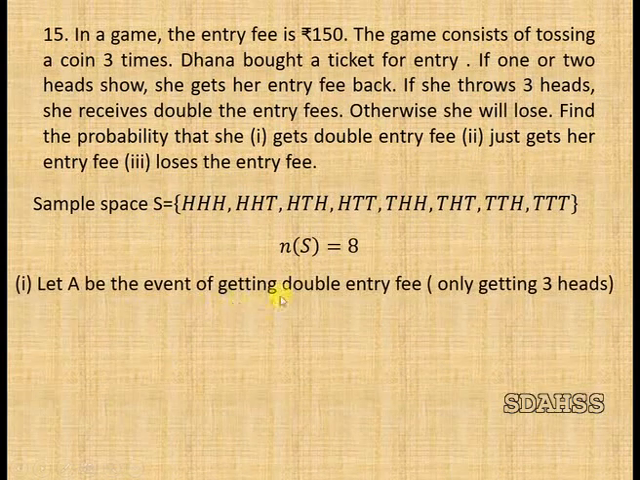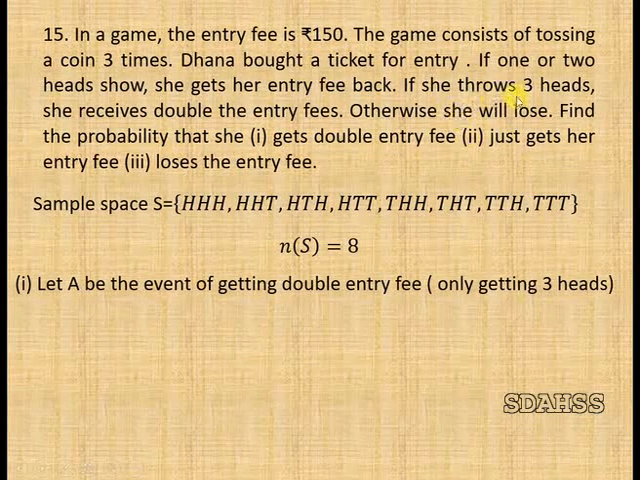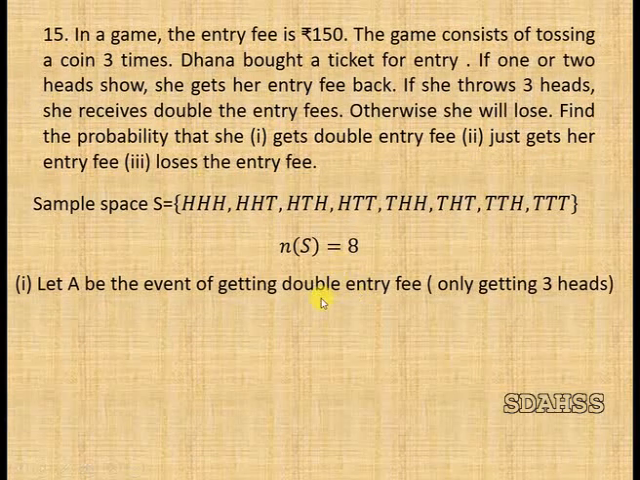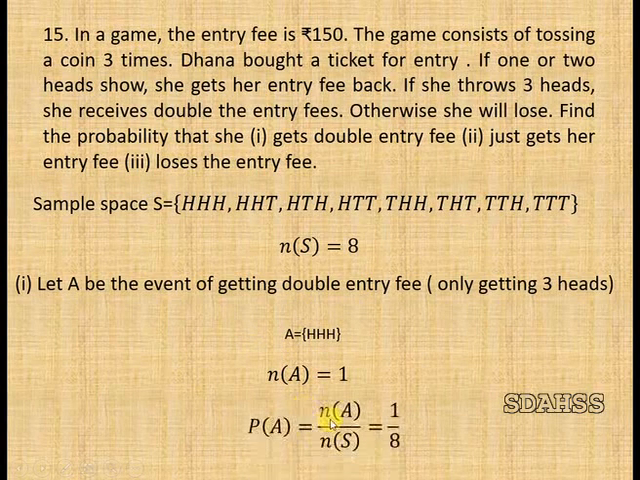Let A be the event of getting double the entry fee. Double entry fee means she throws 3 heads, only 3 heads. If she throws 3 heads, she receives double the entry fee. So A is equal to HHH, then n of A is equal to 1. P of A is equal to n of A by n of S, that is equal to 1 by 8.